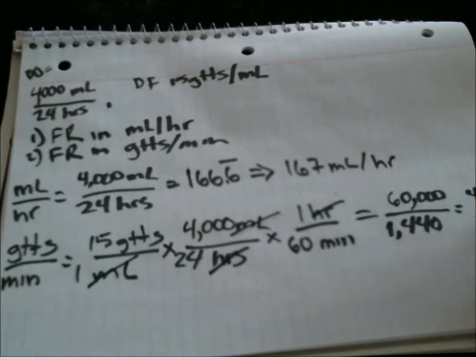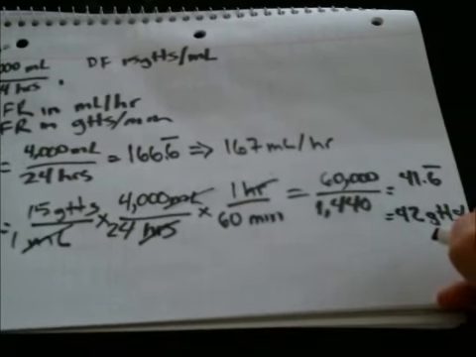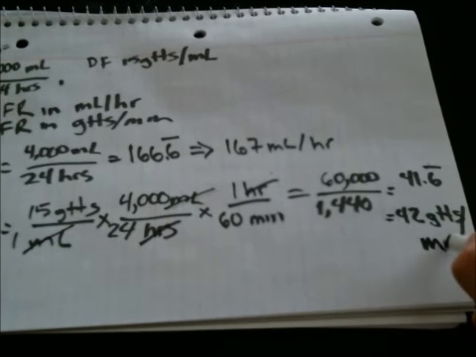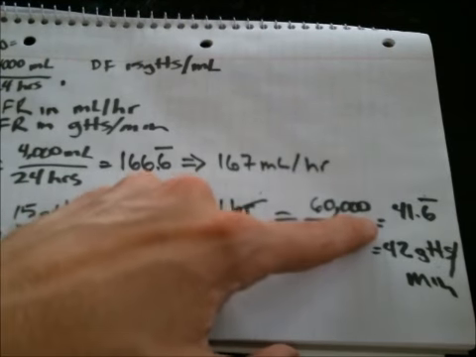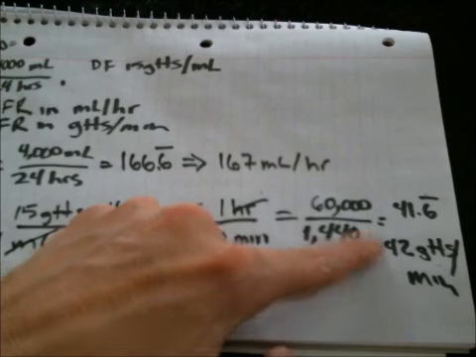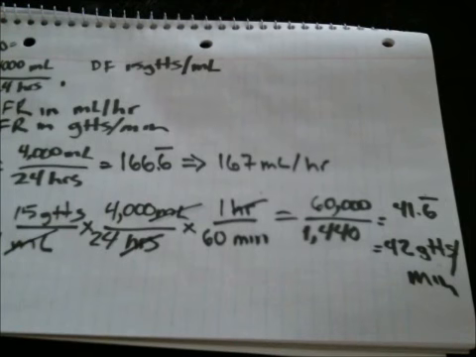41.666 repeating, which will surely round up to 42, because you can't have 0.6 of a drop. It's either a drop or it's not, right? In an IV pump. So that works out to 42 drops per minute. Sorry, I keep doing that. My paper is bigger than my screen here. You see that? So you end up with 41.6 repeating. You can't have 0.6 of a drop. It's either a drop or it's not. So then you have 42 drops per minute.